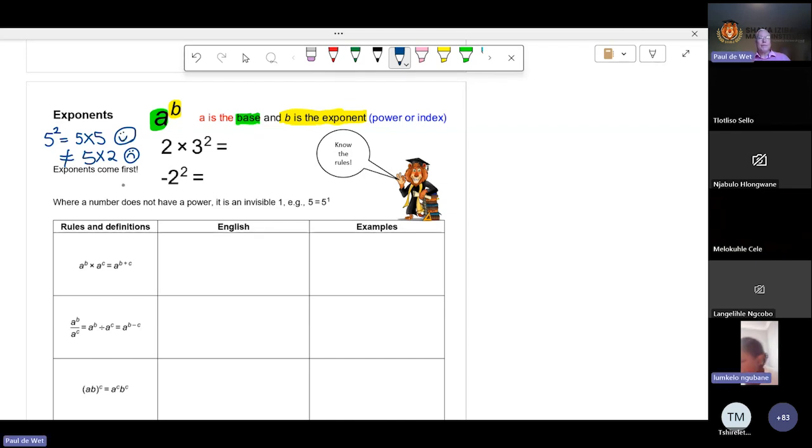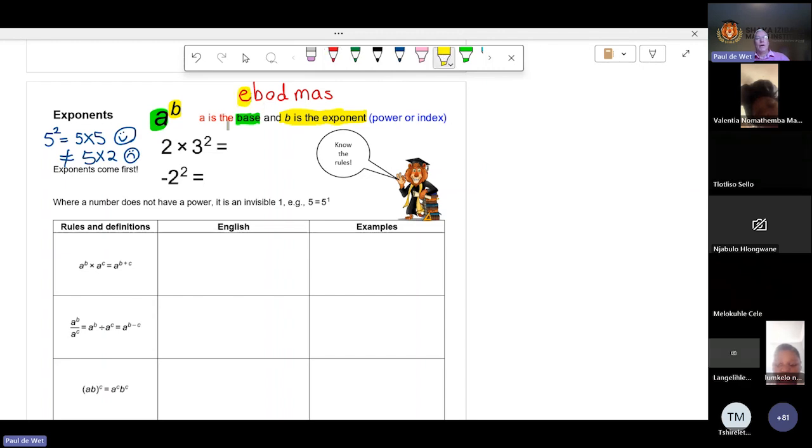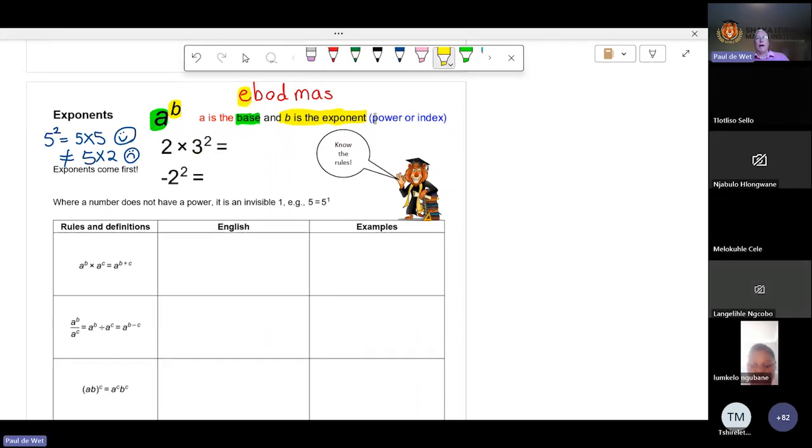All right. So now a really important idea is that exponents come first. We might remember from grade 7 BODMAS. Actually, we've got E BODMAS, and that E stands for exponent. So now, if we've got 2 times 3 squared, we mustn't go 2 times 3 and then square. We must first work out what is 3 squared, and then we must multiply by 2. So what is 3 squared?